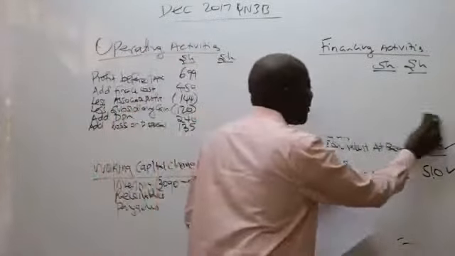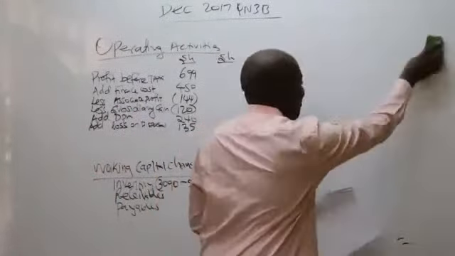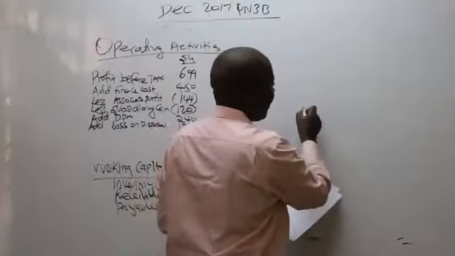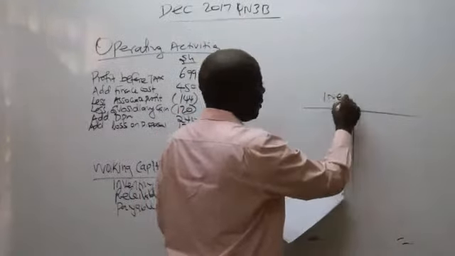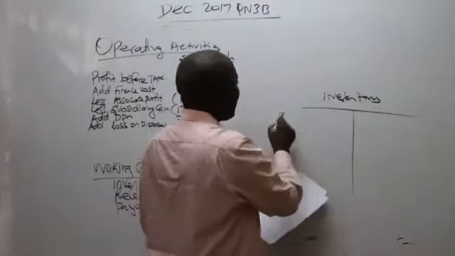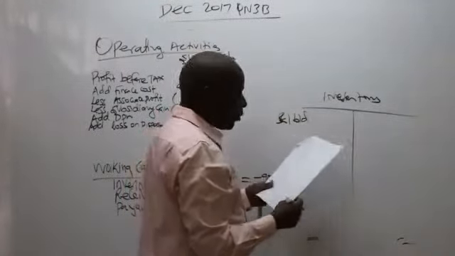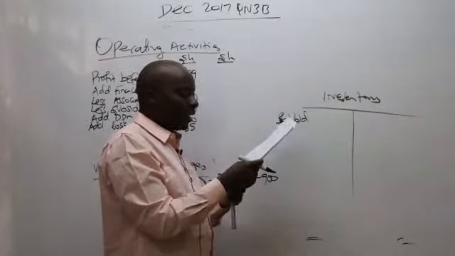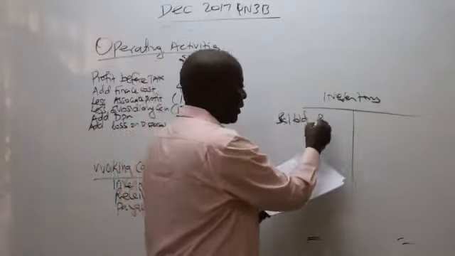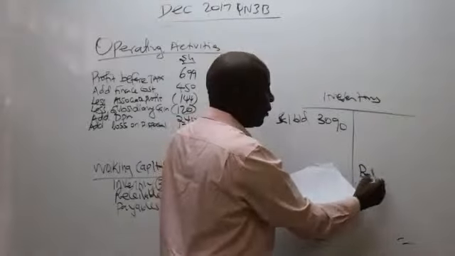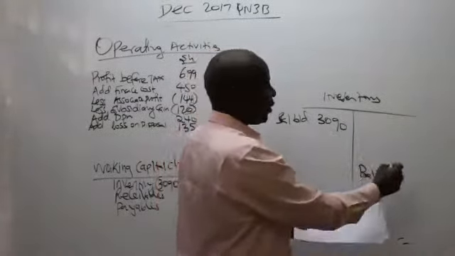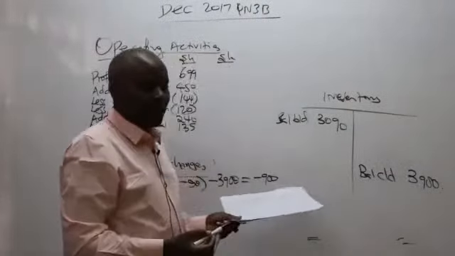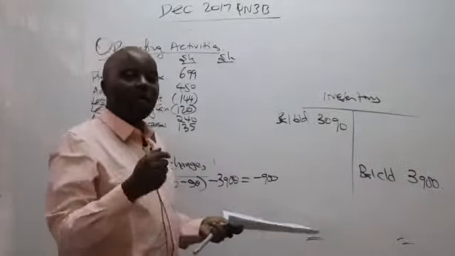Nataka nirudie tena. Please allow mwalimu arudie tena. Ukitaka mwalimu anaweza kuchora T account, aseme inventory, balance brought down ile ya 2016 ilikuwa ni 3090. Na kuna balance carried down ile ya current year, which is 2017, which is 3900. Right? And then we had disposal.